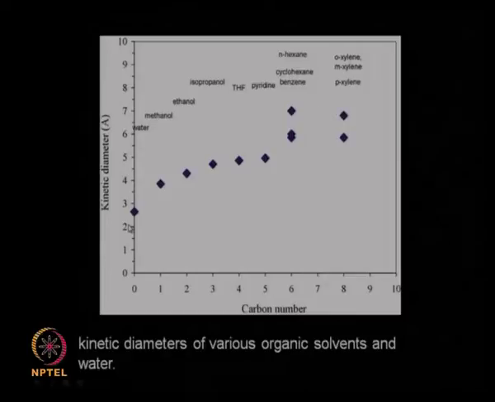So the diffusion of these species is a function of the kinetic diameter. So a species like paraxylene as against isopropanol will be diffusing very slowly because of the size. Yeah, ethanol will be diffusing much slower than methanol because the kinetic diameters are different, okay.